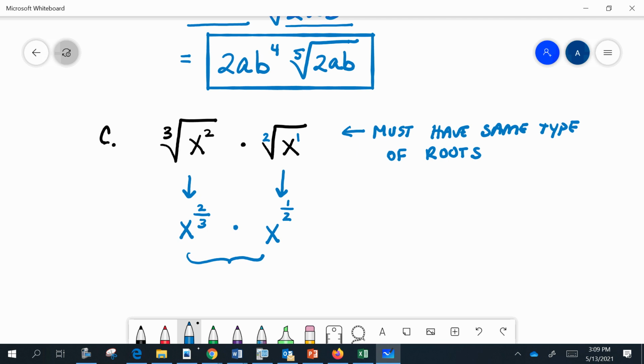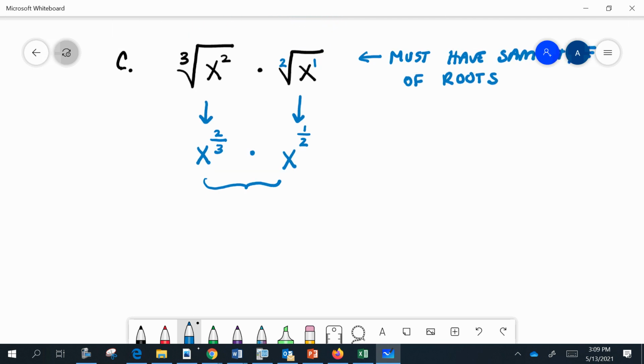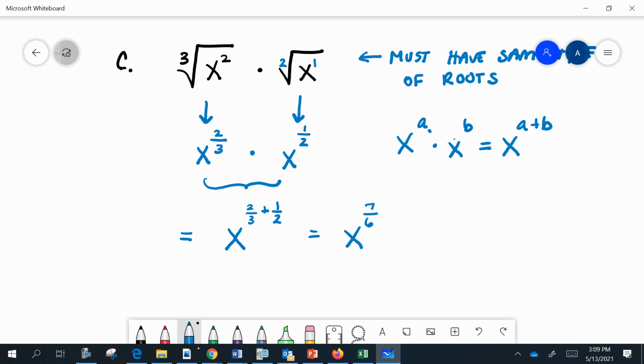And now we can use an exponent property that if we have x to the a times x to the b, the base stays the same and the exponents get added. So what this is going to equal is base x, and I'm going to go over to my calculator and add the exponents. I'm going to type in 2/3 plus 1/2, and then we're going to hit math, frac, right? Math, enter, enter, and this is going to be x to the 7/6 power.